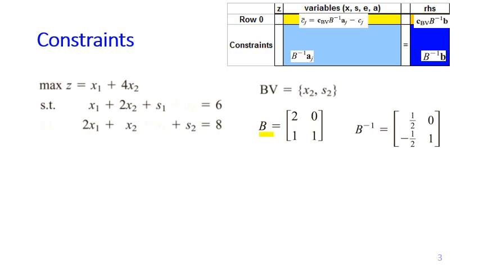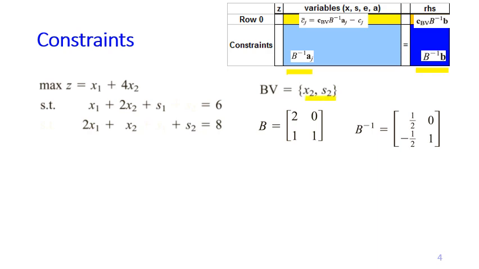The column for x2 is 2 and 1, and the column for s2 is 0 and 1. So that is our B matrix. From here, you perform the inverse of this B matrix, and then you get this B inverse. Once we have B inverse, we may calculate the constraint part on the left-hand side and the constraint part on the right-hand side. Okay, so x2, s2 are basic variables.